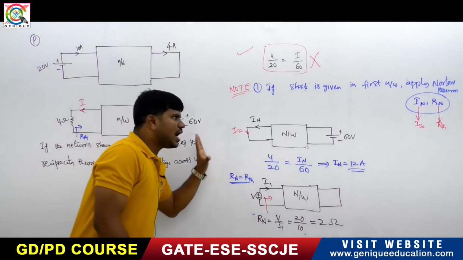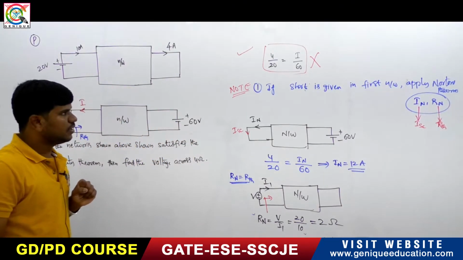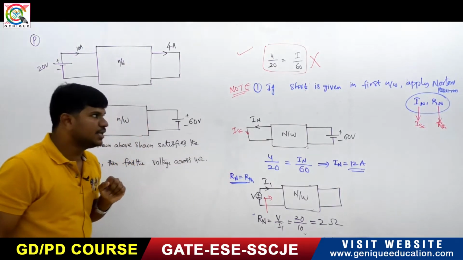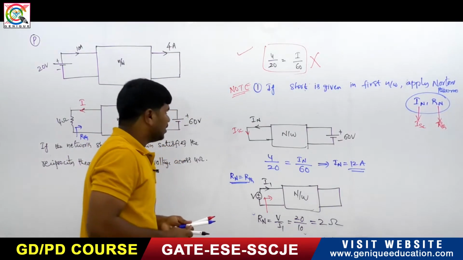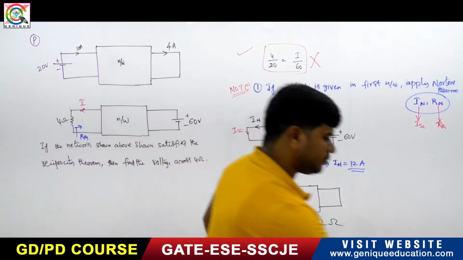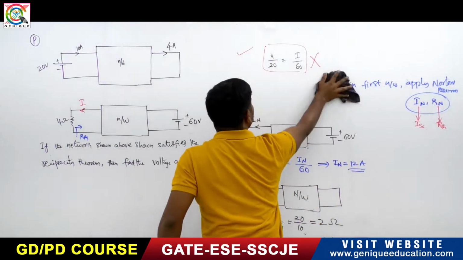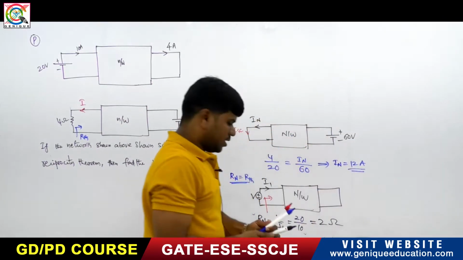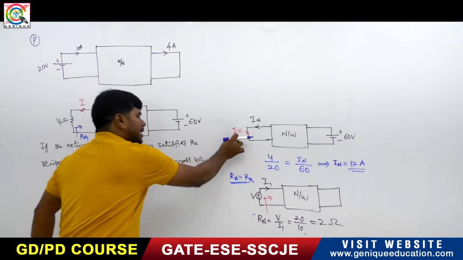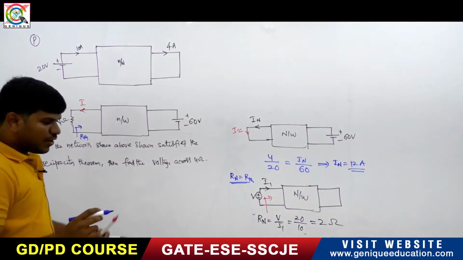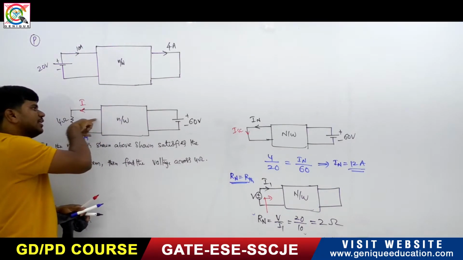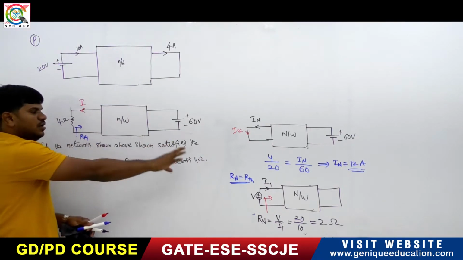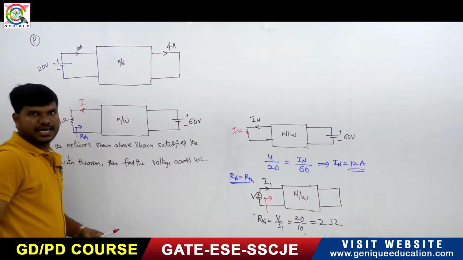Finding RTH is very easy. After finding IN and RTH, it will be very easy for you to calculate. After finding the ISC and RN, I am finding for this network the short circuit current and the equivalent resistance RTH.